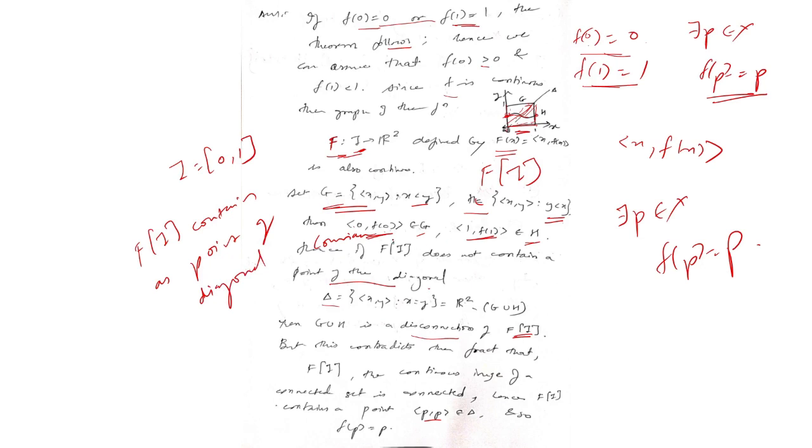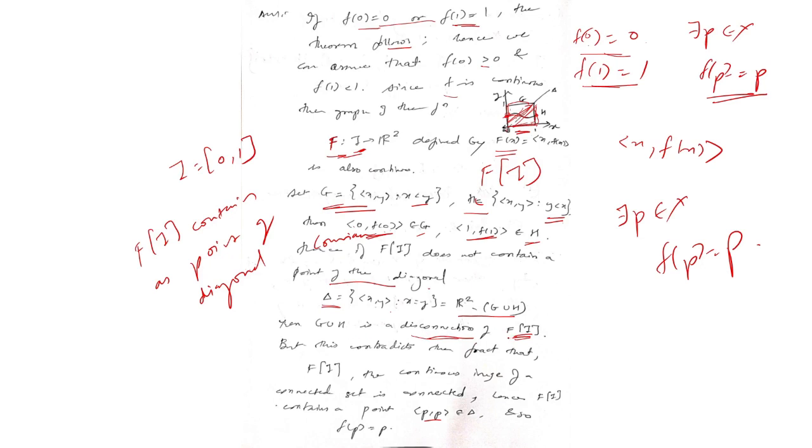So let's prove it by contradiction. Suppose f of I does not contain a point of the diagonal. So how does the diagonal look? It consists of points x, y such that x is equal to y. We can write it in this form. Why? Because g is this upper part and h is this lower part. So if you take R2 minus g union h, you will get the diagonal part, right? Now you can see that g and h form a disconnection of f of I, right? Because they are open and disjoint. That is, it satisfies all the properties to form a disconnection of f of I.